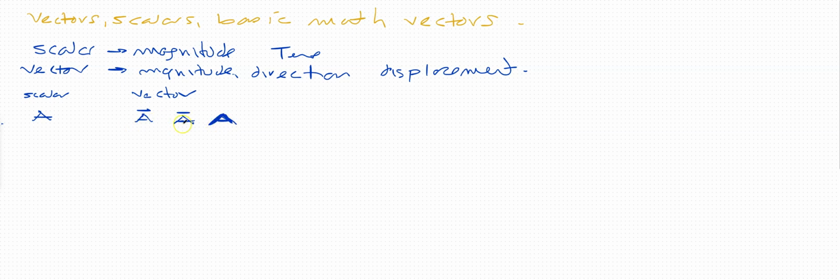So either of these three, you will see in the book, and from now on, you will see me putting a line or an arrow on top of a letter or symbol to represent that we are talking about a vector. Similarly, if you want to represent the magnitude of the vector, you put the little two lines for absolute value, and that means we're talking about just the magnitude of the vector, which is a scalar.